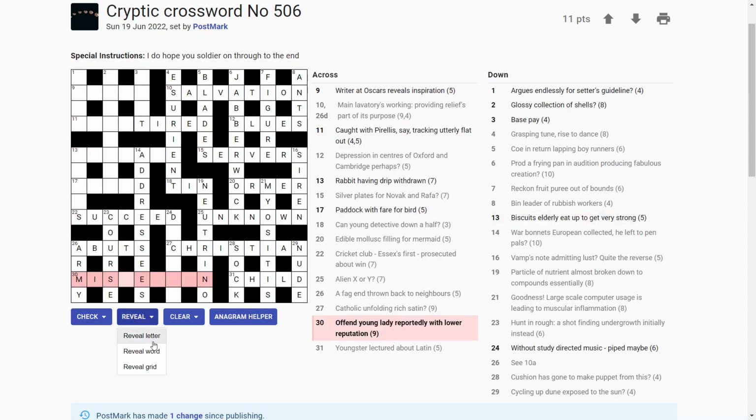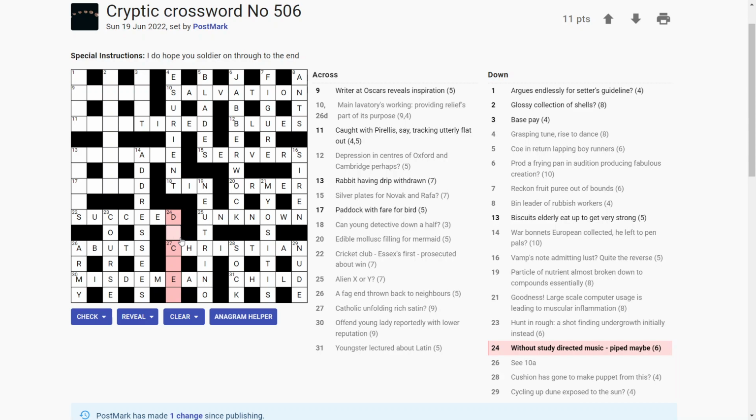Let's reveal this one. Misdemean. So yeah, the verb to lower reputation is to demean. So misdemean is to offend. Yes, okay. Without study directed music, piped maybe.